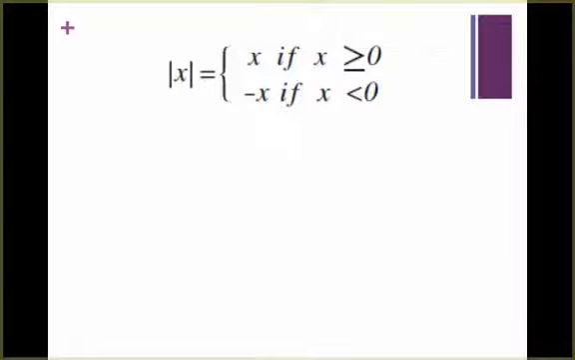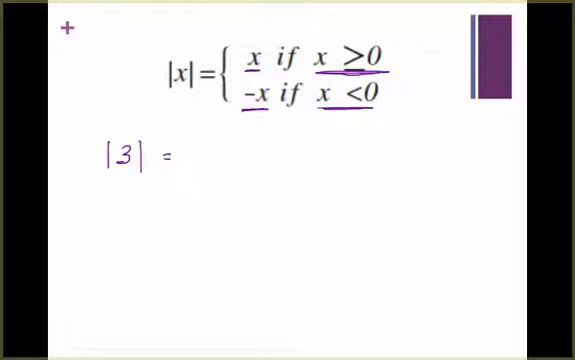So if we have the absolute value of x, it's equal to x if x is greater than or equal to 0, and it's equal to negative x, or the opposite of x, if x is less than 0. So let's talk about that and evaluate a few absolute values. Let's say I ask you, what is the absolute value of 3?